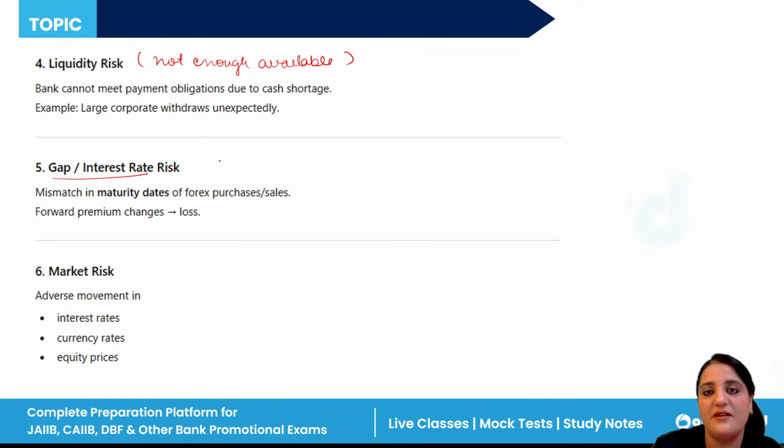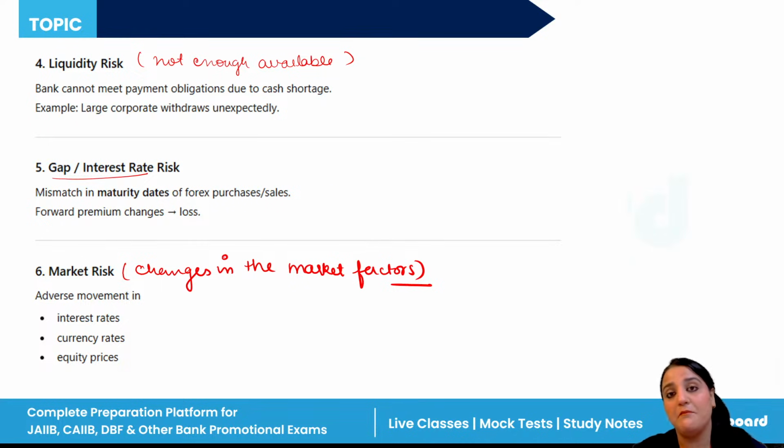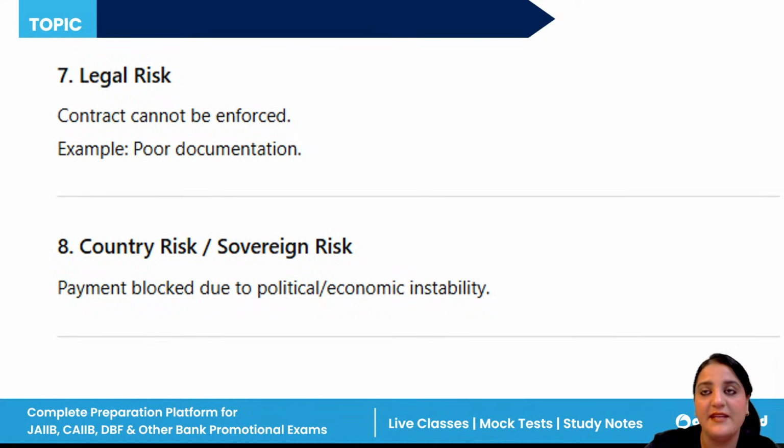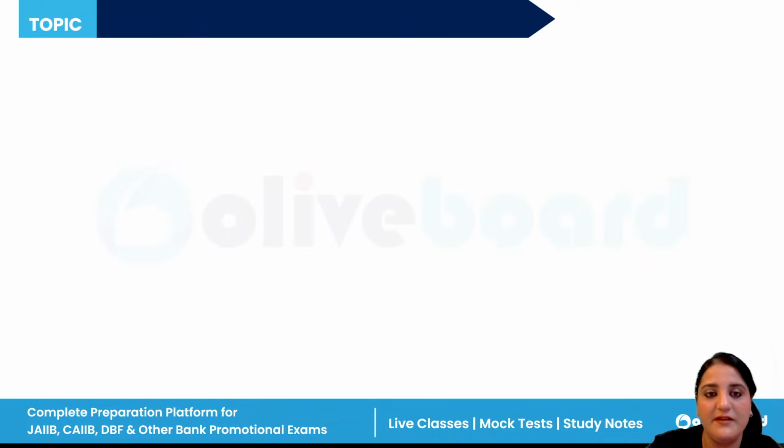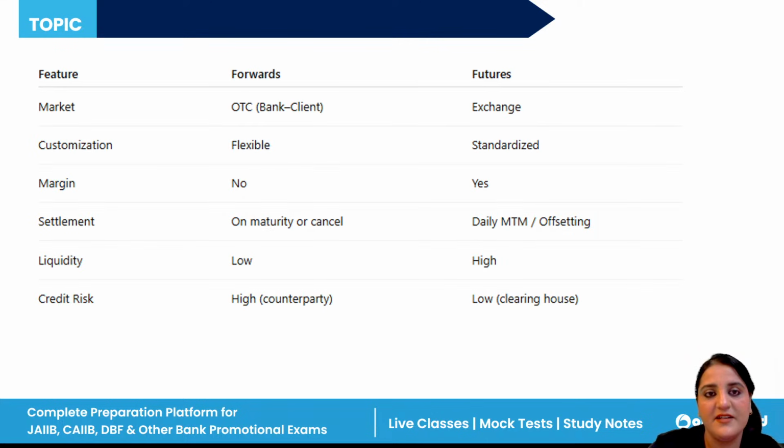Gap risk or interest rate risk, when there is a mismatch between the maturity dates of forex purchase and sales. And market risk, when there are changes in the market factors, and these factors cause the market risk. Legal risk, any type of penalty issue, any type of case, all are called legal risk. Country risk, when there are restrictions in the country due to government intervention, that is called country risk, right? So these are the types of risk.